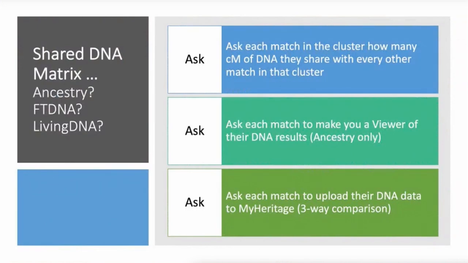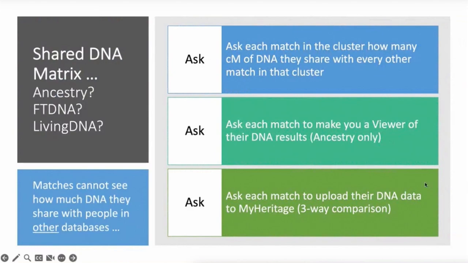What do you do if you want to build a shared DNA matrix using Ancestry, Family Tree DNA, and LivingDNA data? You have to ask each match in the cluster how many cMs of DNA they share with every other match in that cluster. Talk about cumbersome. Alternatively, you can ask each match to make you a viewer of their DNA results so that you can actually see what their results show you. And that's only available on Ancestry.